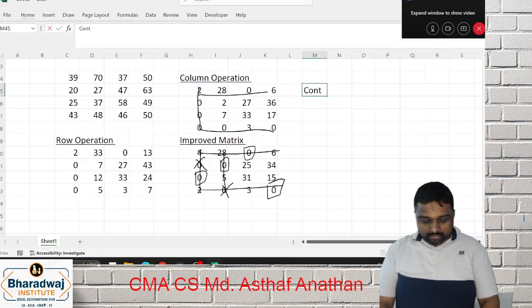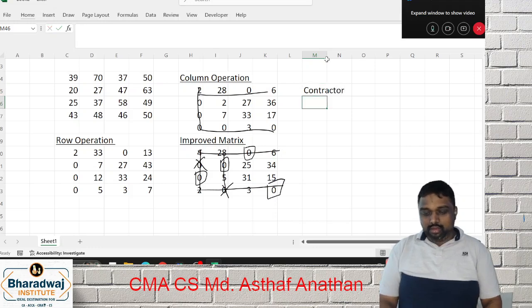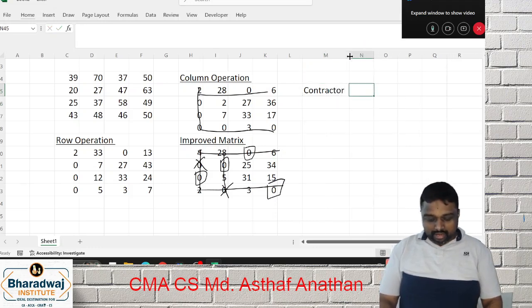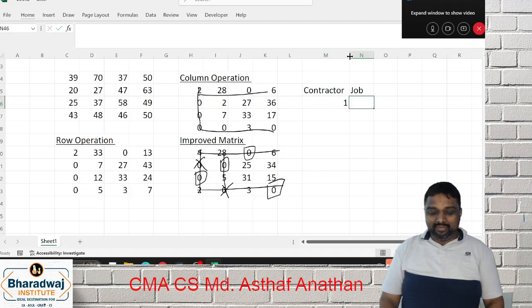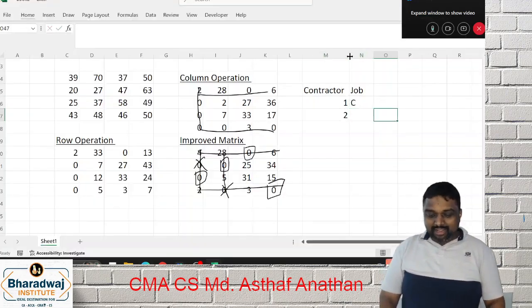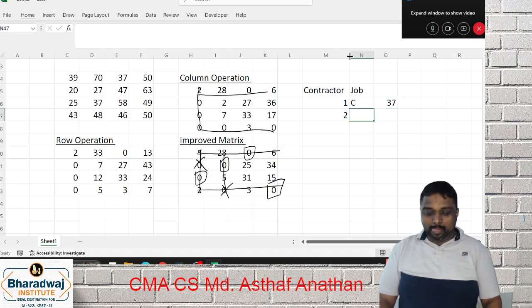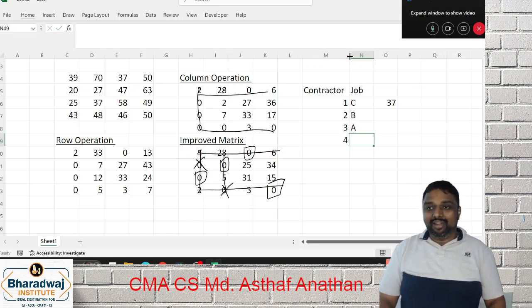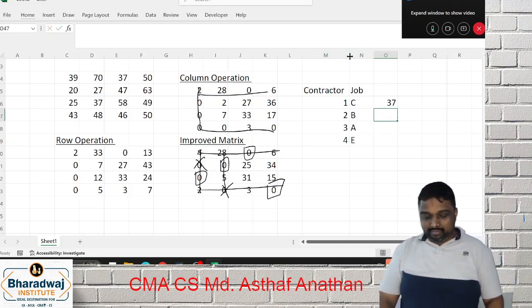Contractor 1. Can anyone tell which job contractor 1 gets? Contractor 1 will go for job C. Contractor 2 will go for what? Job B. Contractor 3 will go for job A. Contractor 4 will go for what? So tell me, my dear friends, what comes? 50.